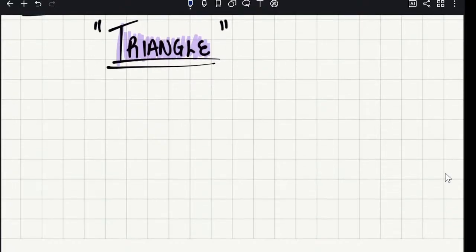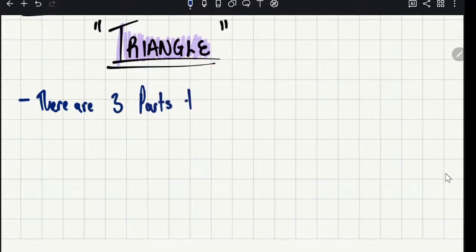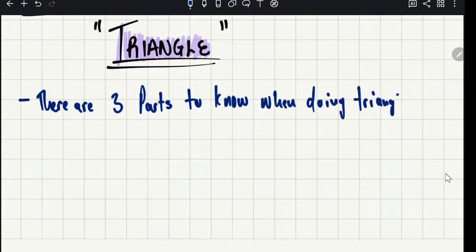So if you do, and will write for me to say, there are three parts to know when doing triangles. If you want to master triangles, there are three parts to know. Right, let's go for it. And I want to do it and do the questions, hard questions.